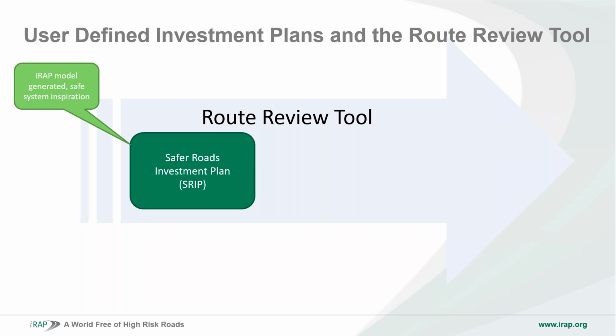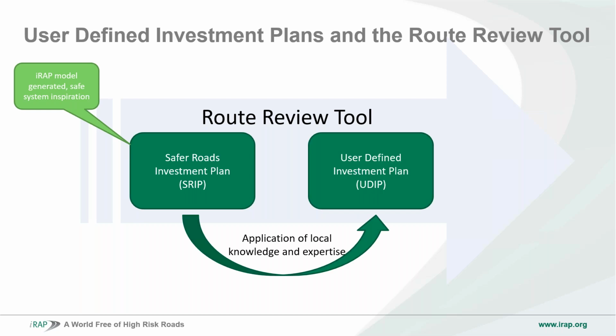The starting point is the Safer Roads Investment Plan, which is model generated. And it gives you safe system inspiration. But the Safer Roads Investment Plan is just a starting point. In this particular tool, the route review tool, you can then apply your local knowledge and expertise to the Safer Roads Investment Plan to refine it to generate a practical and effective user-defined investment plan, a UDIP. The UDIP can then support your business case.